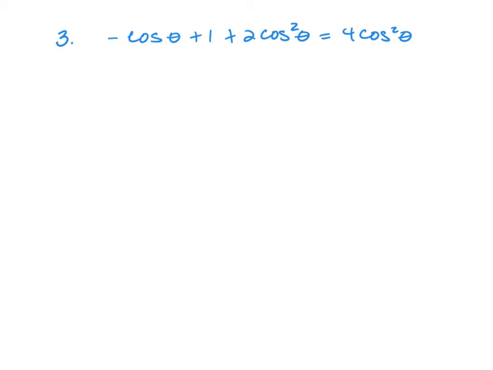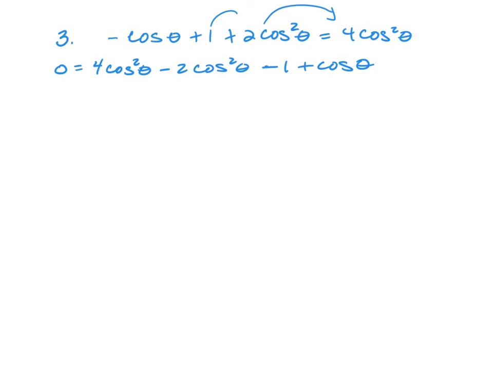Now on this one, I see that the biggest cosine squared is on the right. It would be positive if you moved everything to the right. You see that? It just makes it a little easier. So I'm going to make that equals 4 cosine squared of theta. And when this goes across the bridge, it's a minus 2 cosine squared of theta. When that goes across the bridge, it's a minus 1 and a plus cosine of theta equals 0.